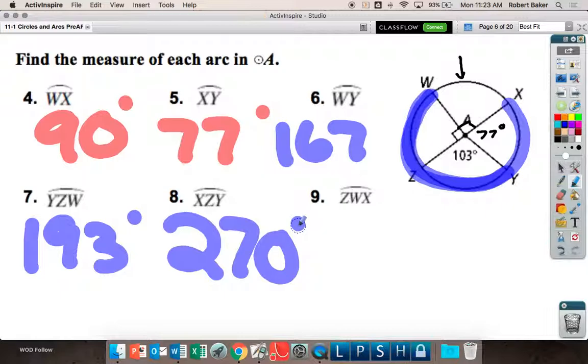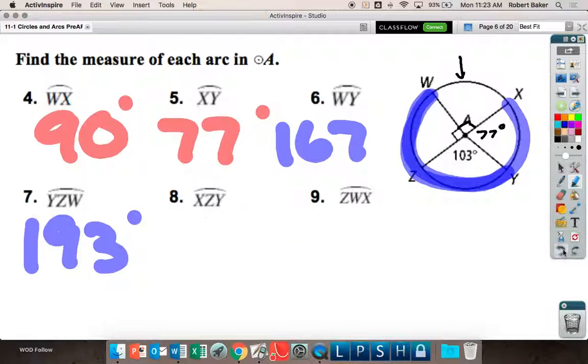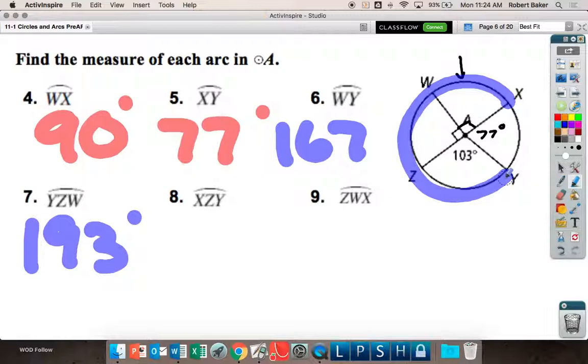This is XZ. It's XZY. Shame on us. 283. Hold on. X to Z, then to Y. Oh, 270. Oh yeah, Baker made a mistake, huh?